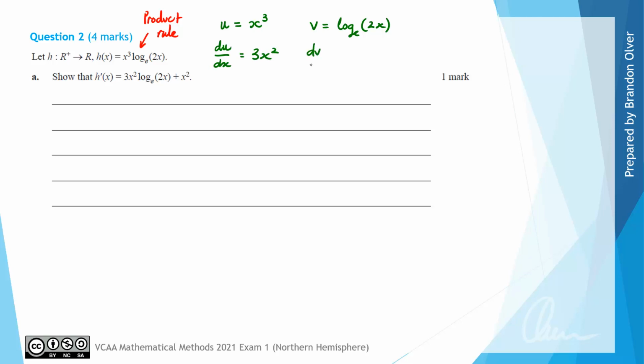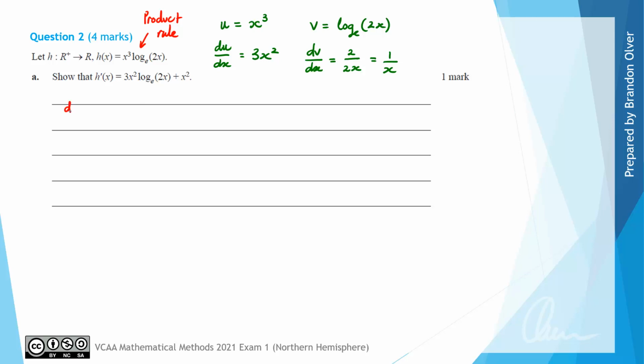We also need to calculate dv dx, which is one that you need to take a little bit more care with. For log e of 2x, we could actually use the chain rule to differentiate that, and you'd find that it equals 2 on 2x, which simplifies to 1 on x. It's a little bit counterintuitive and something that a lot of students make mistakes with, that log e of 2x actually just derives to 1 on x.